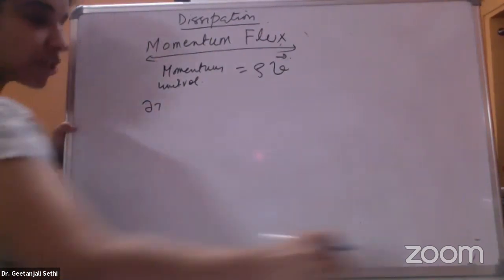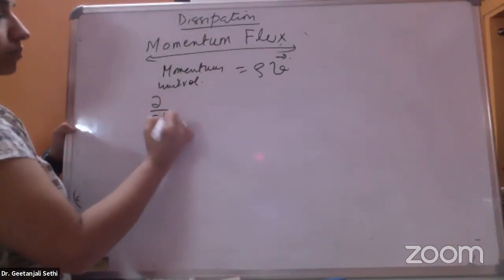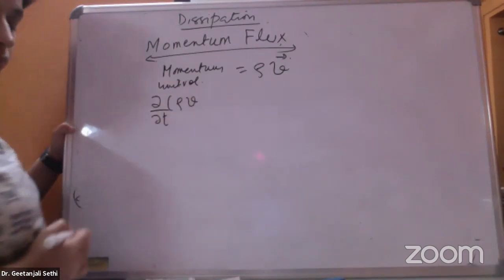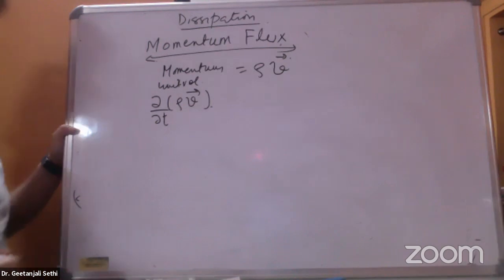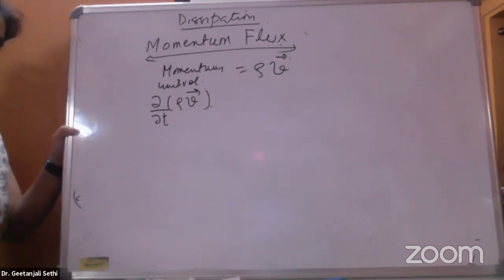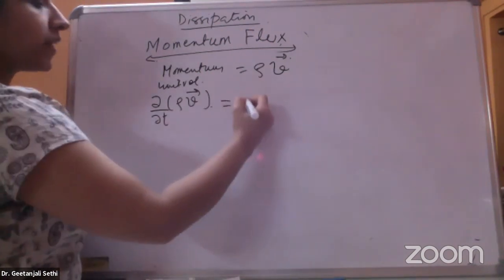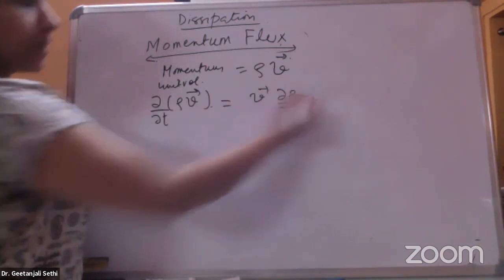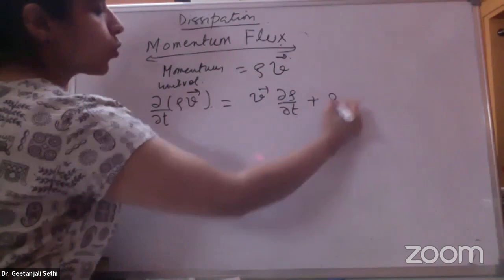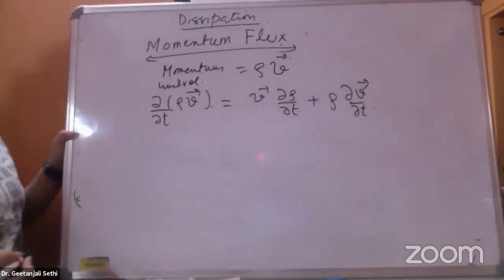If I look at the rate of change of momentum, it will be V del rho by del T plus rho del V by del T.